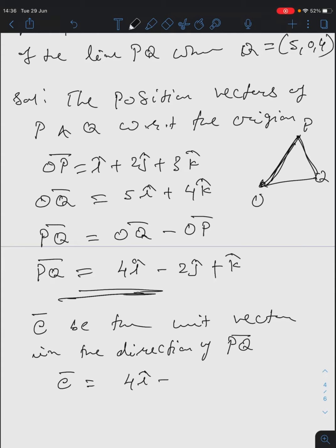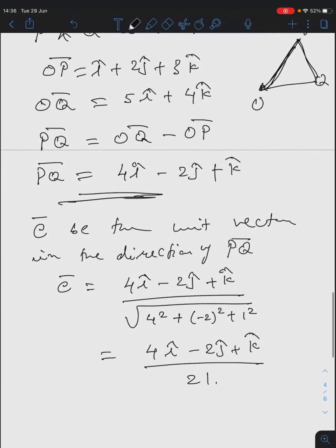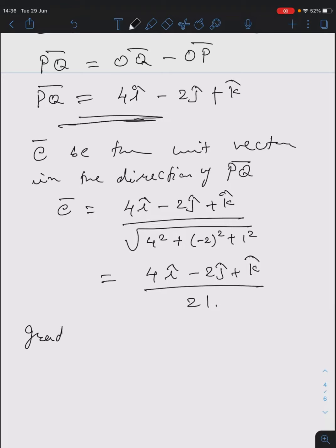So e bar is given by 4i cap minus 2j cap plus k cap divided by root over of 4 square plus minus 2 square plus 1 square. So what is the denominator? Tell me. 21. Okay, so that is root over 21. Now you will need the gradient of f also.